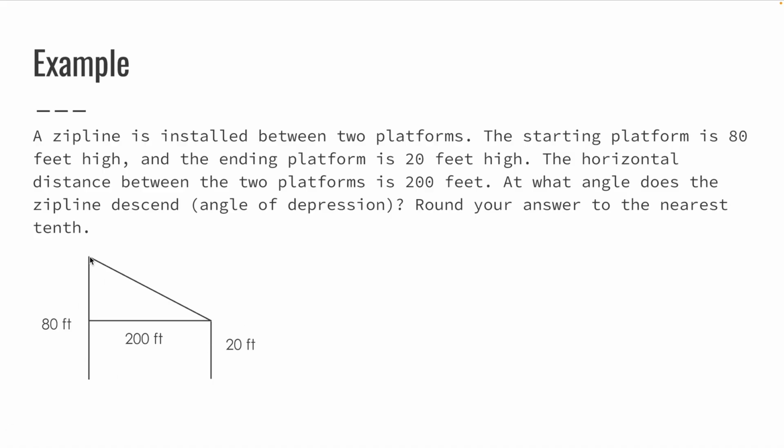Okay, so we have a platform up here, 80 feet high, a platform here, 20 feet high, and 200 feet between them. And it wants to know, at what angle does the zip line descend? And again, that's not this angle, that's this angle it wants us to figure out. So we have a couple things we need to do first before we can jump into using trigonometry. First of all, I only really know one piece of information about this triangle. I know this bottom is 200 feet, but I don't know this distance, and I don't know this distance here. So I'm going to need to find this distance here and this angle here in order to find this.